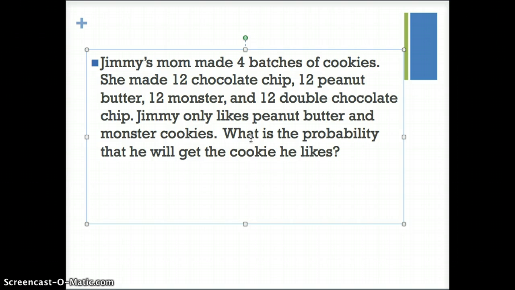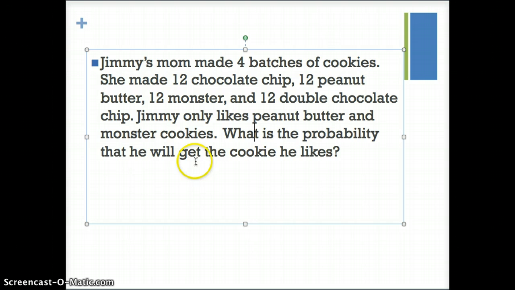First step we're going to do is we're going to need to add all the types of cookies. So we're going to have 12 plus 12 plus 12 plus 12. This equals 48 total cookies. Then since Jimmy only likes peanut butter and Monster cookies, we need to look at how many peanut butter and Monster cookies there were. So there were 12 peanut butter and 12 Monster. So that 12 plus 12 is 24.